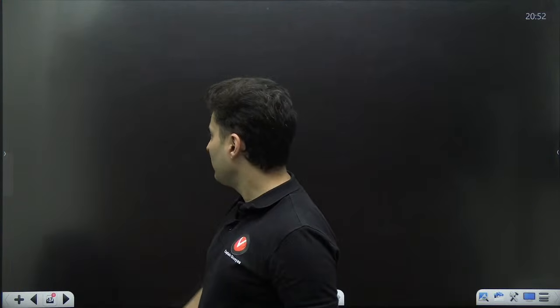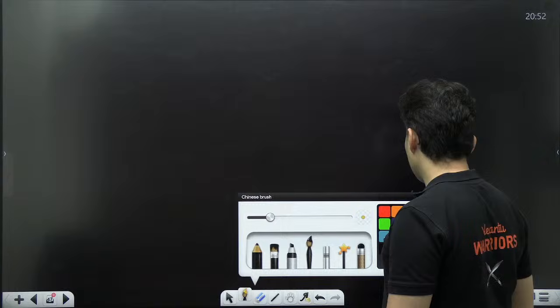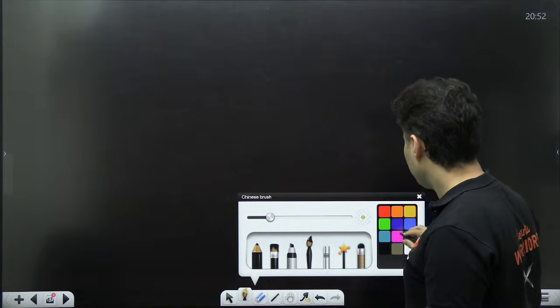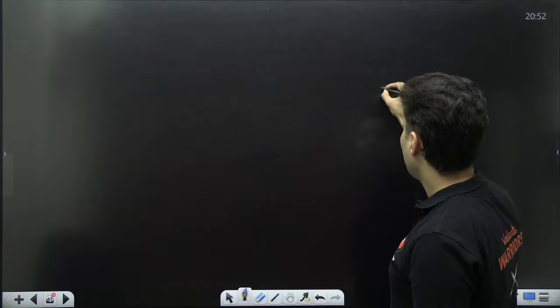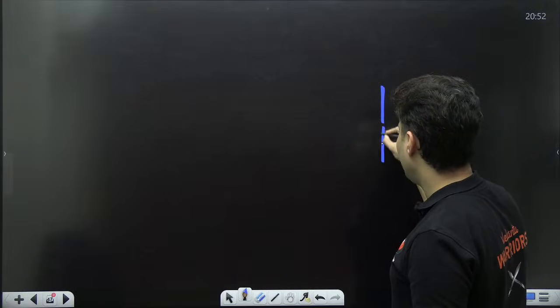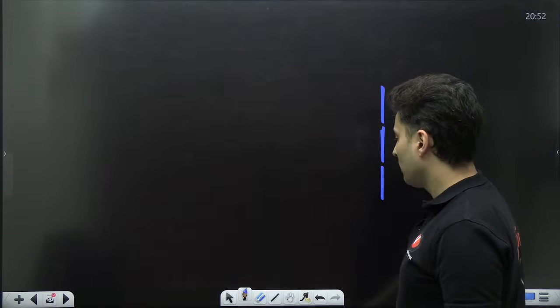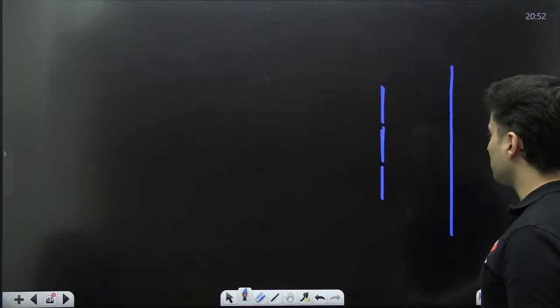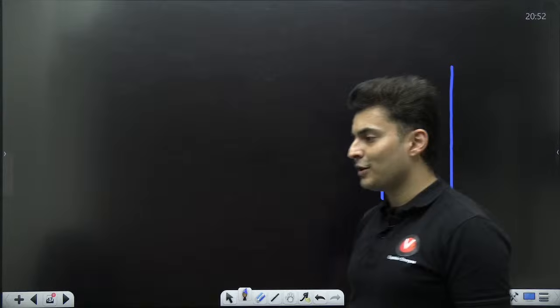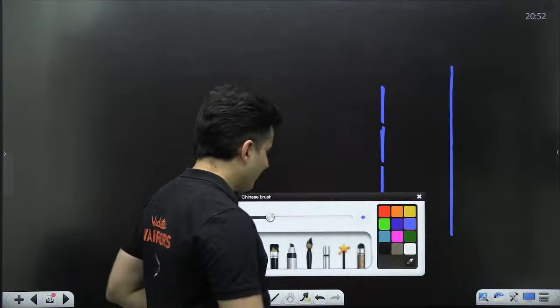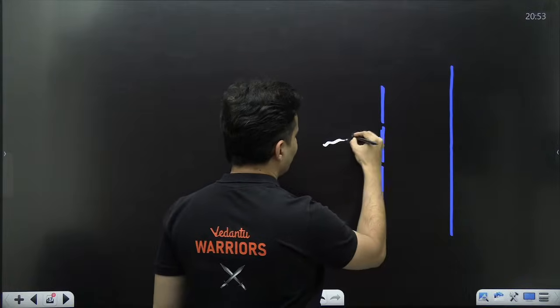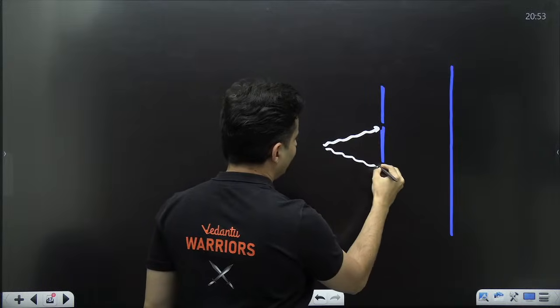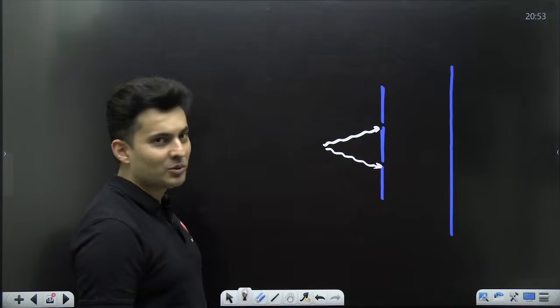By the way, there is one more variation which you would have also seen. What will happen if you use white light instead of monochromatic light source? So if you use white light instead of monochromatic light source, then what happens?